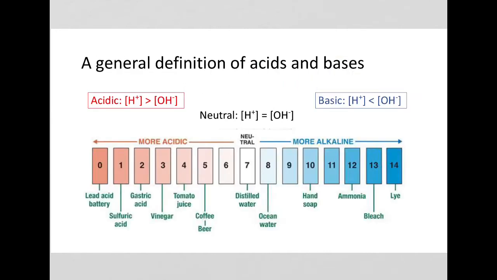Now, when we think of acids and bases, there's many different definitions out there, but we're going to go with the most general, simplistic idea. So something is an acid when there is more hydrogen ion in the solution than hydroxide. Neutral is when they're equal. So that can only be one possibility. And something is basic when there's more hydroxide ion than hydrogen ion.